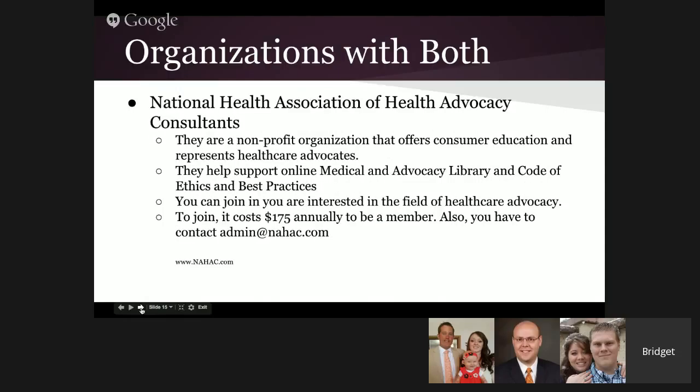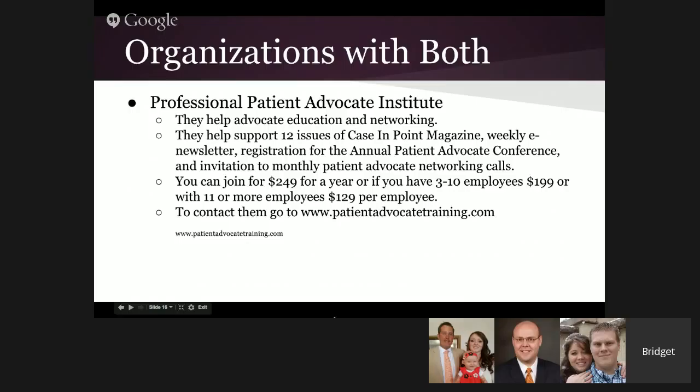The next organization that has both is the National Health Association of Health Advocacy Consultants. This is a nonprofit organization that offers consumer education and represents healthcare advocates. They also help support an online medical and advocacy library, a code of ethics, and best practices. You can join if you're interested in the field of healthcare advocacy. To join, it costs $175 annually to be a member, and you also have to contact this specific email if you're interested.